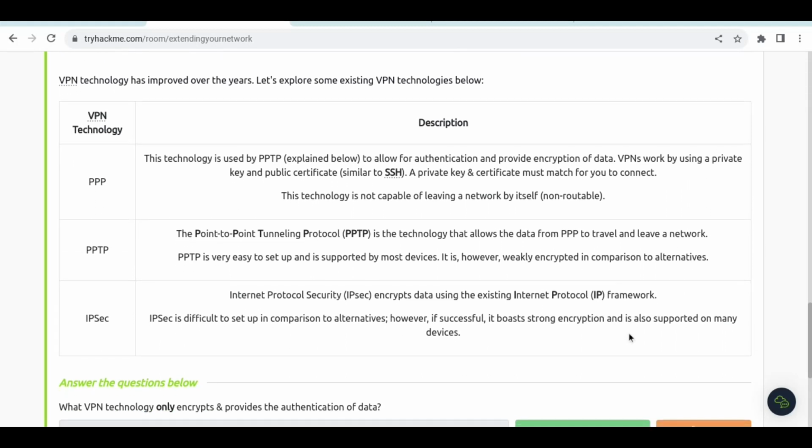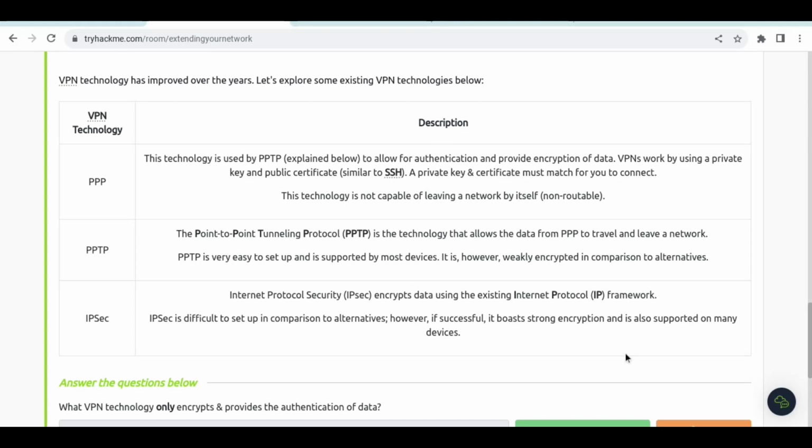VPN technology has improved over the last years. Let's explore some existing VPN technologies below. PPP: this technology is used by PPTP, explained below, to allow for authentication and provide encryption of data. It works by using a private key and public certificate. Similar to SSH, a private key and certificate must match for you to connect. This technology is not capable of leaving a network by itself; it is non-routable.